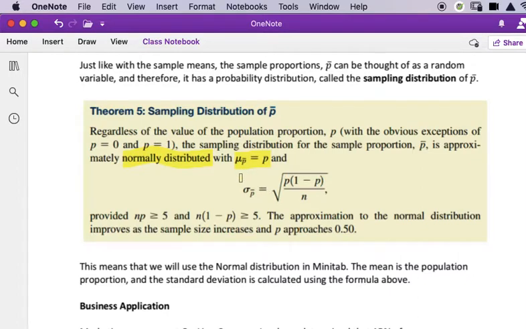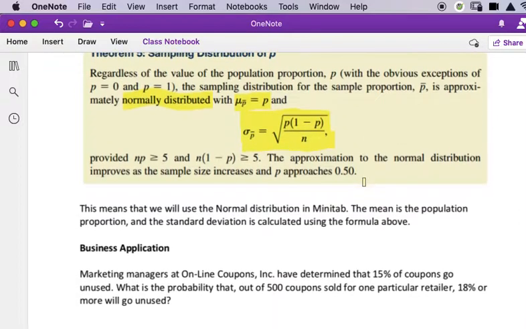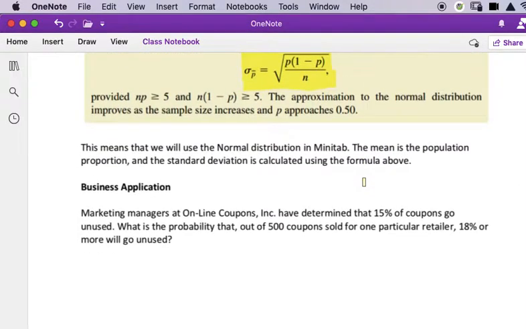We're going to calculate the standard deviation using this formula. It's the square root of P times 1 minus P divided by N. So we're going to calculate this. You're going to need a calculator in order to calculate the standard deviation that we're going to enter into Minitab. So again, use normal distribution in Minitab. Mean is the proportion and standard deviation is calculated using this formula.